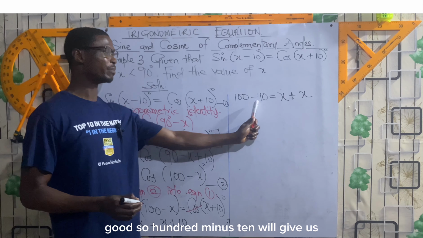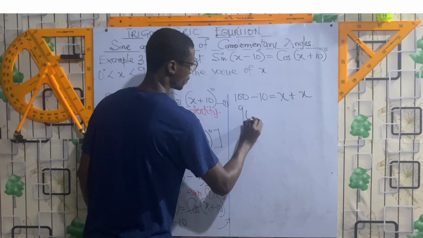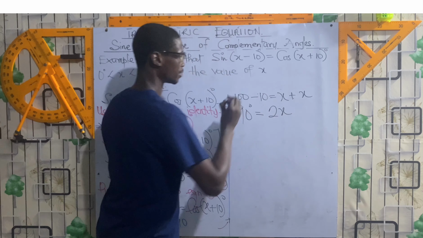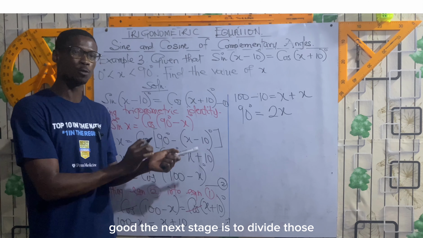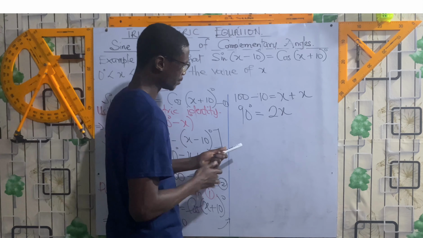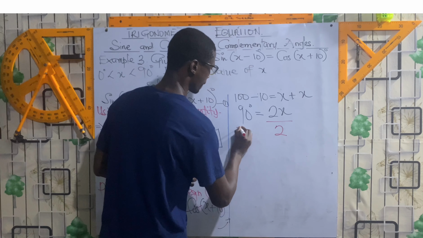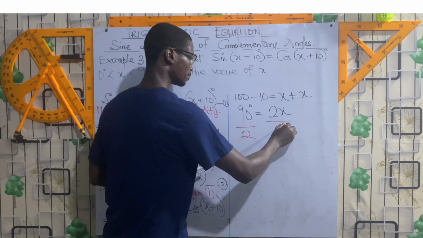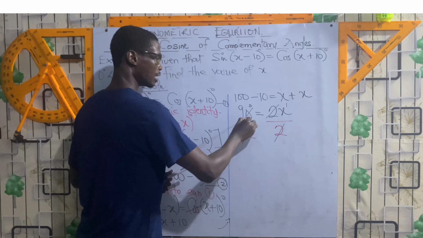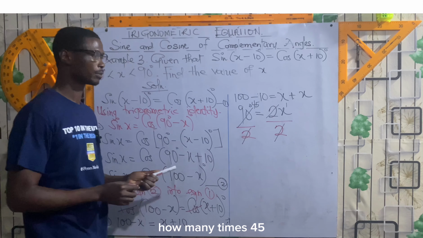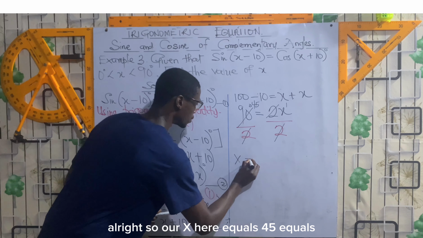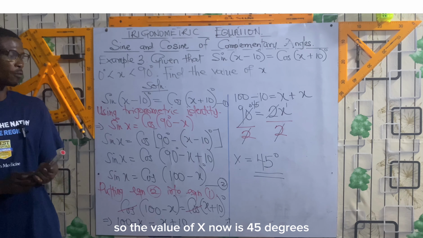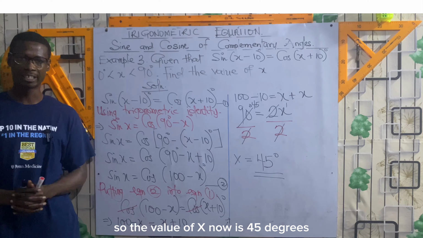Good. So 100 minus 10 will give us 90, and x plus x will give us 2x. Good. The next stage is to divide both sides by the coefficient of x there. All right, so we divide it. We are going to have, how many times? 45. All right, so our x here equals what? 45 degrees. So the value of x now is 45 degrees.